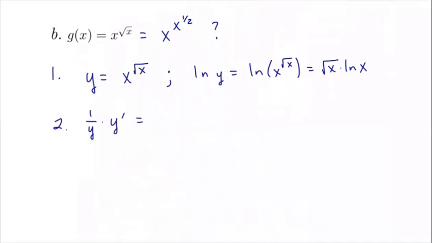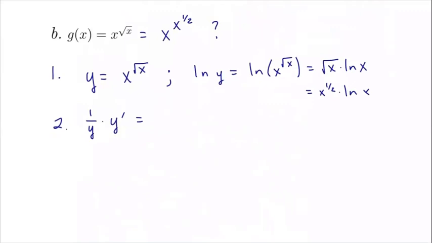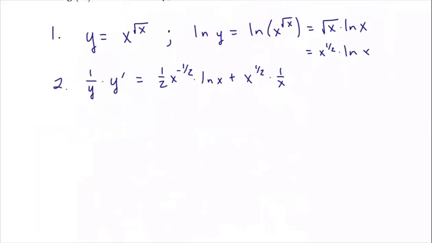On the right, maybe it's about time we wrote this as x to the 1/2 to help take the derivative. But notice that we have a product rule to handle here. So doing so, we get 1/2 x to the negative 1/2 times natural log x, derivative of first times second, plus first x to the 1/2 times derivative of second, the derivative of natural log of x is 1 over x. And some simplification here is in order. We'll do one more line of this to clean that up.